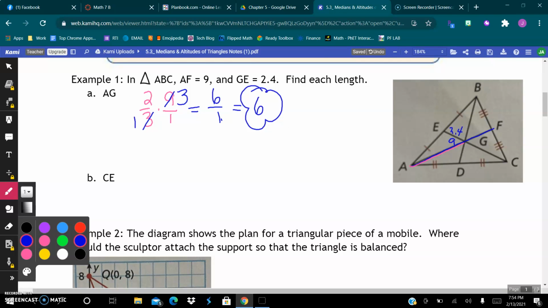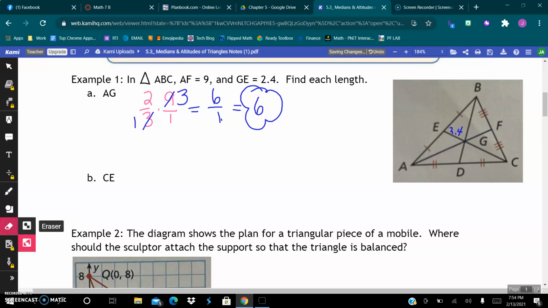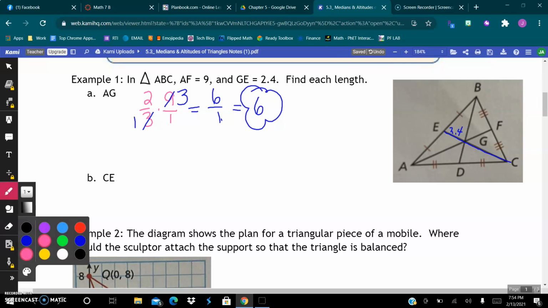Then they're asking us to find CE. CE is this part, and they gave us that G to E was 2.4. So we know that 2/3 of the CE segment is going to equal 2.4, and we have to figure out what CE is.